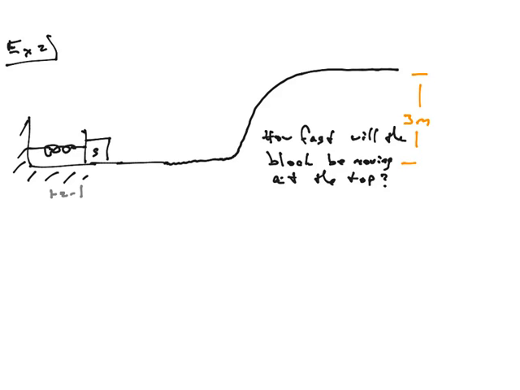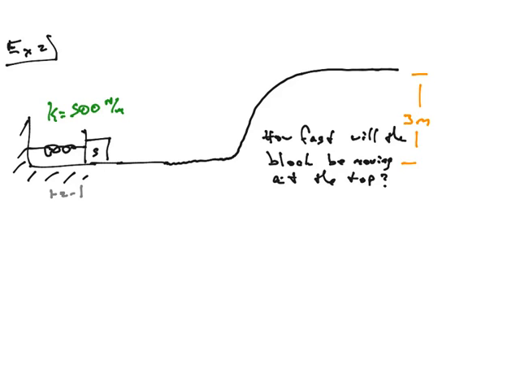Now I need to give you one thing. I need to tell you that the spring constant of this spring is 500 newtons per meter. So that's how stiff the spring is. So that's our little system. We have a little spring. Block is attached to the spring. We push the spring, compressing it by 2 meters, then we let go. It shoots the block, slides across the ground, goes up a hill. The hill is 3 meters high. Once it gets to the top of the hill, it just keeps sliding along. I want to know how fast will the block be sliding at the top of this hill.